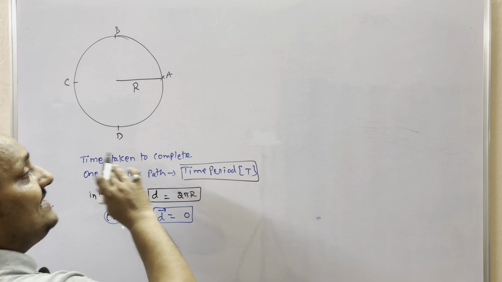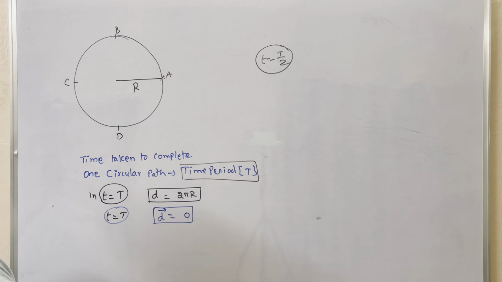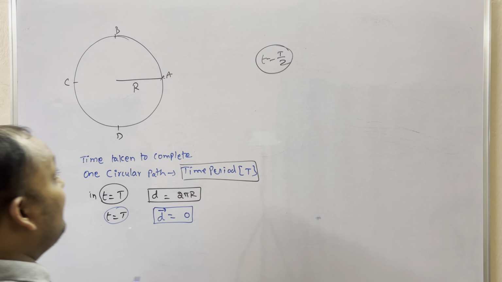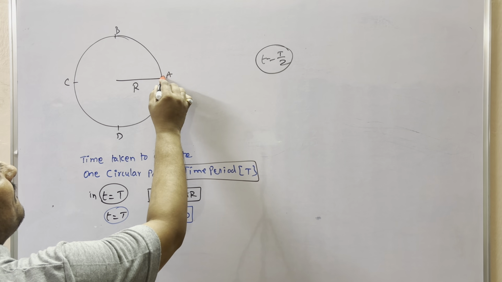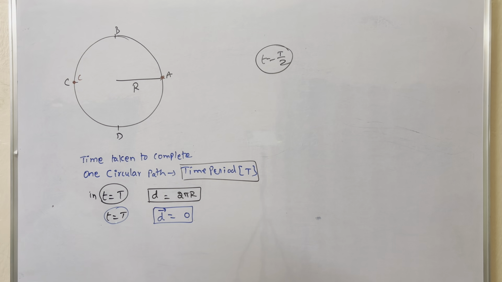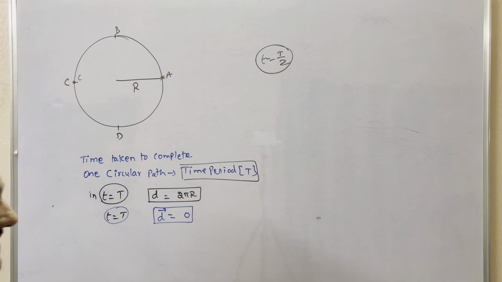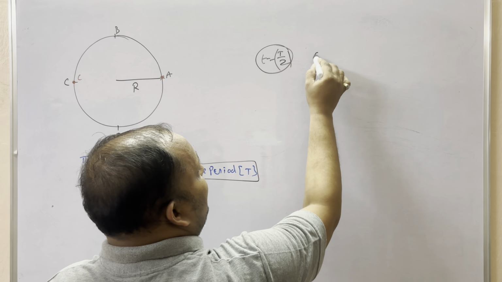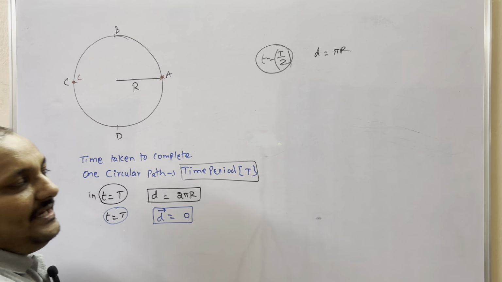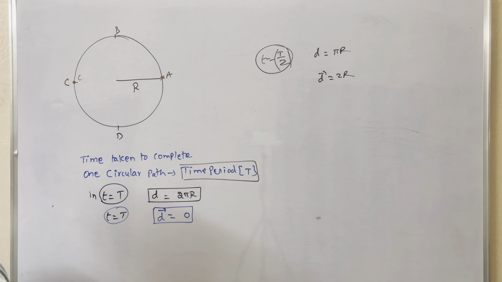Next, what is the distance it is going to cover in half of the time period time? Where will the object be? If it starts at A, in half of the time period time, it will be at C. Correct? So for A to A, it is capital T. For half, it will be at C. Now, the distance in half of the time period is half of this, therefore pi r. In the same time, the displacement is going to be 2r.